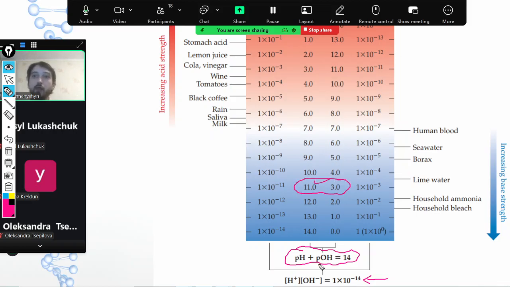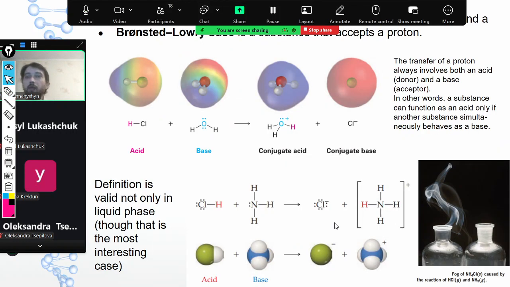Once again, I remind you that whenever you see in chemistry some sort of p in here, that means minus logarithm base 10 of whatever is after. So OH minus, we can measure the concentration of OH minus, we take logarithm base 10, we do minus, and we get pOH. Pretty simple, I guess.